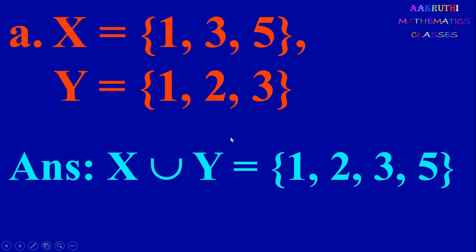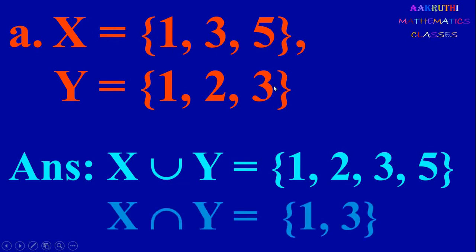So next it is the intersection. Intersection means you have to write only the common elements. So here the common elements are 1 and 3. So therefore X intersection Y is {1, 3}. That is the common elements. So the common elements are 1 and 3 only.